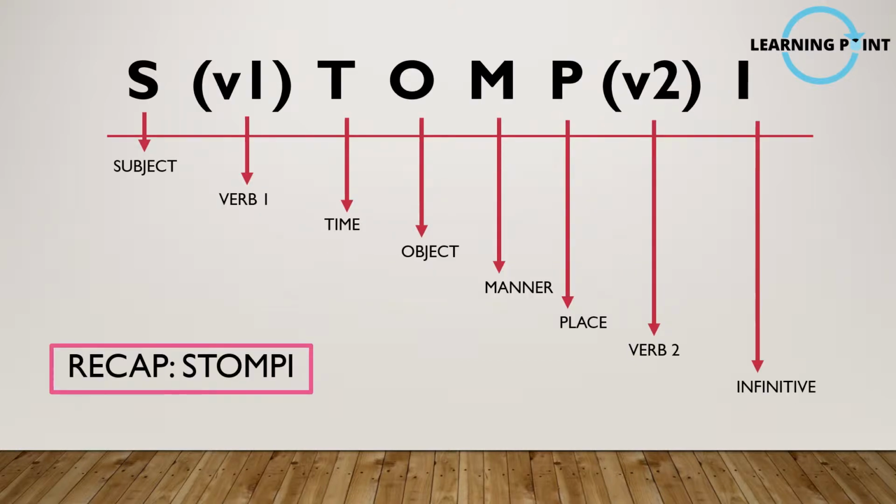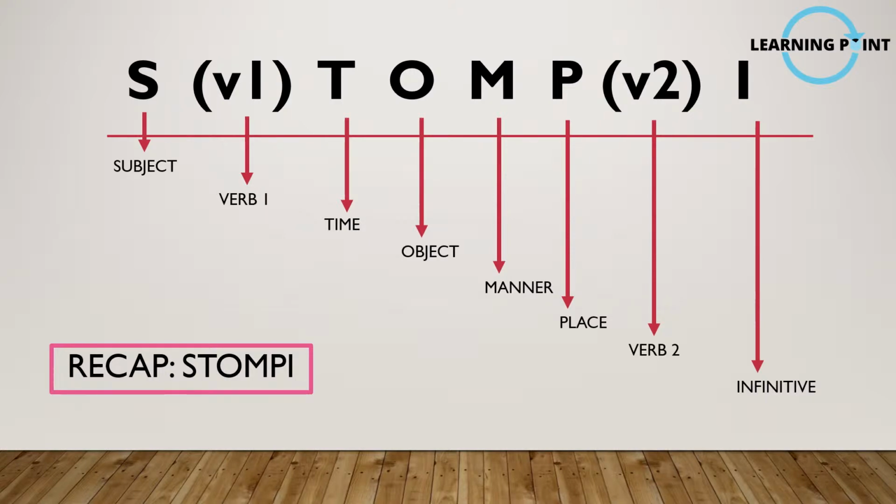So, before we can start with voegwoorde, we have to look at stompie again. Because as I've said in the beginning, stompie is the foundation of everything in Afrikaans. So we have our S, which is our subject. We have our V1, which is our verb. Our T, which is our time. The O, which is our object. The M, which is our manner. The P, which is our place. V2, which is our verb 2. And the I for infinitive.